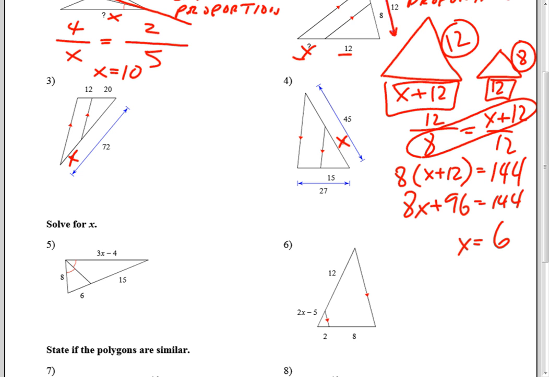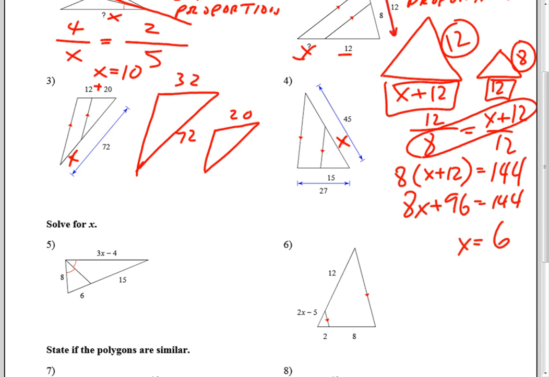So, tell me what we're doing in number 5. Which type of proportion? Oops, I jumped ahead. Number 3. Would you do an angle bisector proportion, or would you separate the triangles? Separate the triangles. I'm not going to actually finish it. But does everybody understand where the 32 came from? From what? 12 plus 20.